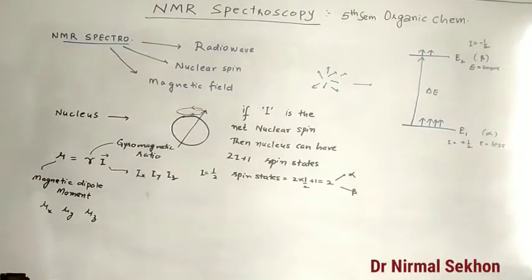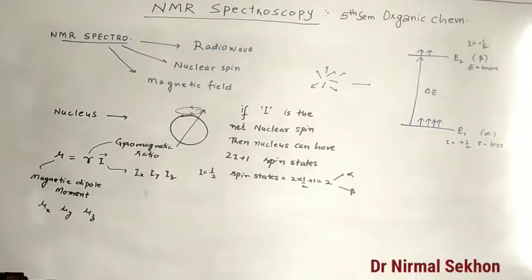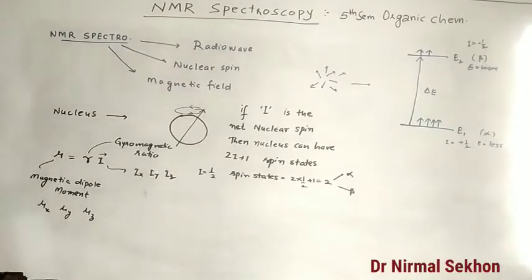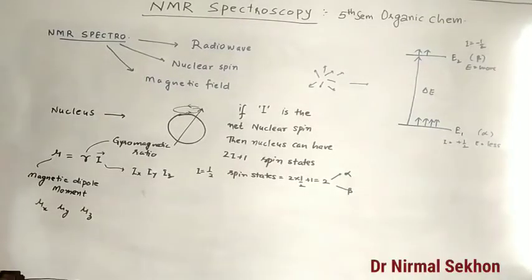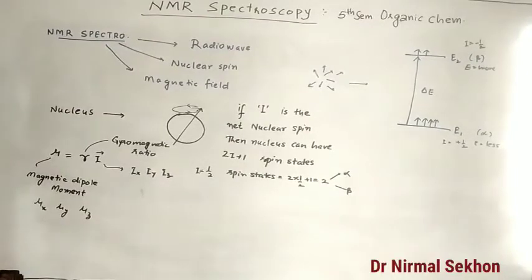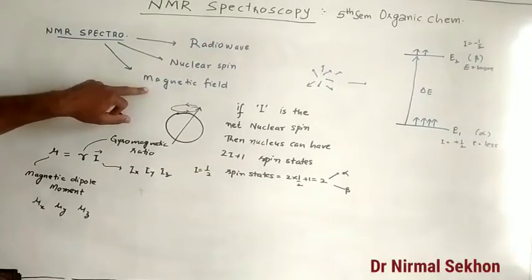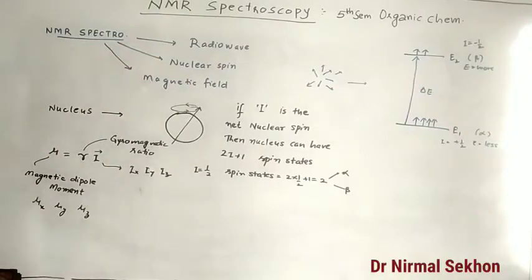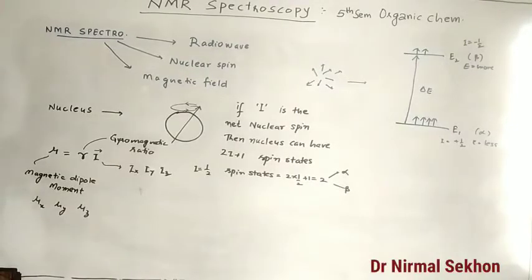What is there in matter, in compounds or molecules? Ultimately atoms. What is there in an atom that is related to NMR? That is the nucleus, the nucleons, and further in the nucleons we have protons and neutrons, and protons are charged particles having their own magnetic field. The third thing involved is a magnetic field which we apply externally. So this is the interaction: we use radio wave radiation, and then we studied nuclear spin.